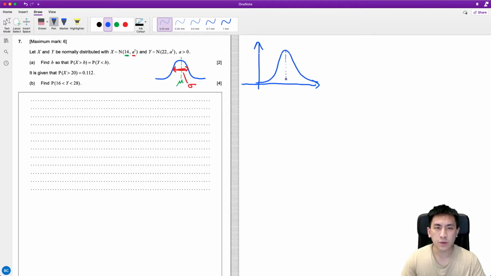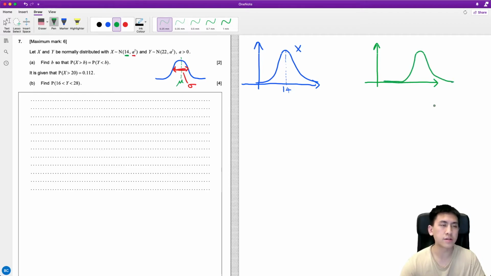And then since we know that the mean is 14, that is 14, and this is the y, like the width of the thing would be the same with y because they have the same standard deviation, right? And that would be my x distribution, and then I'll draw y on the side, all right? I really should draw them on the same graph just to save some time, but for better understanding, I'll draw them separately first, all right?